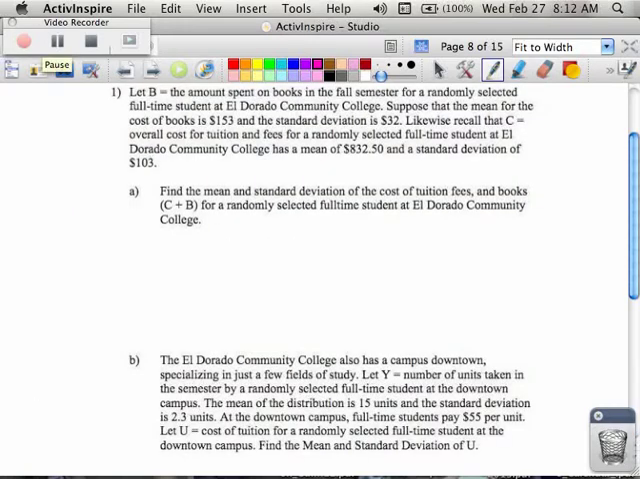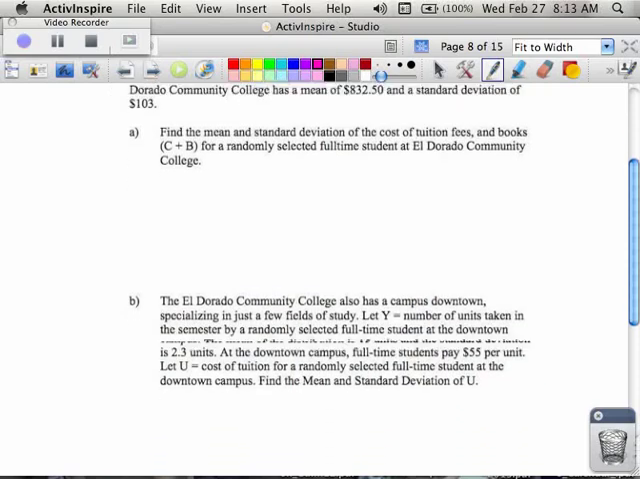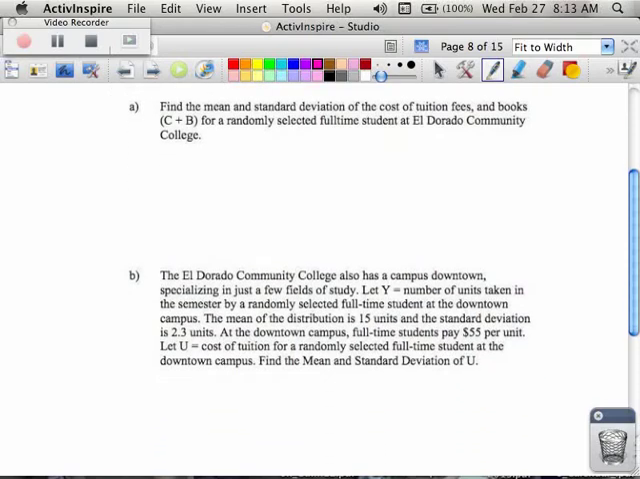So let's try some examples with this. In example 1, B is going to be the amount spent on books in that fall semester that we were talking about at El Dorado. The mean for the books is $153 with a standard deviation of $32. Don't forget, C is the overall cost for the tuition, and that has a mean of $832.50 and a standard deviation of 103. So in part A, we're going to find the mean and the standard deviation of the cost of tuition fees and books, or in other words, the C that we've already found and the new B for this randomly selected student.